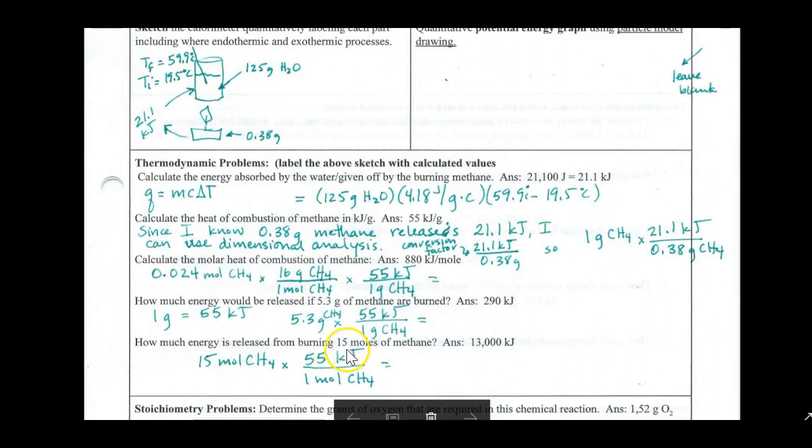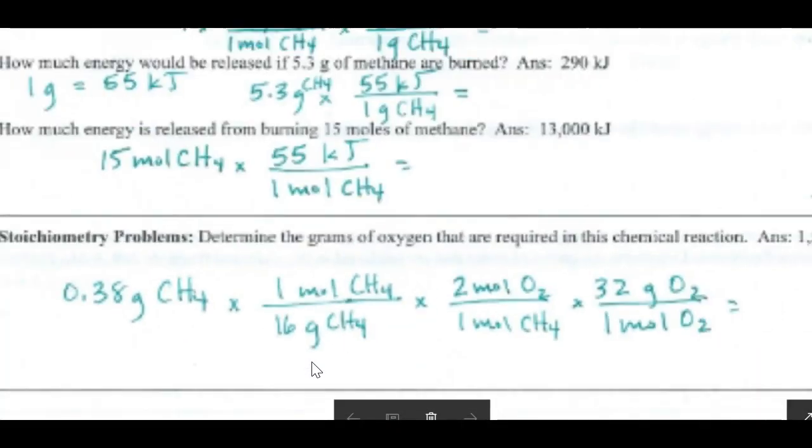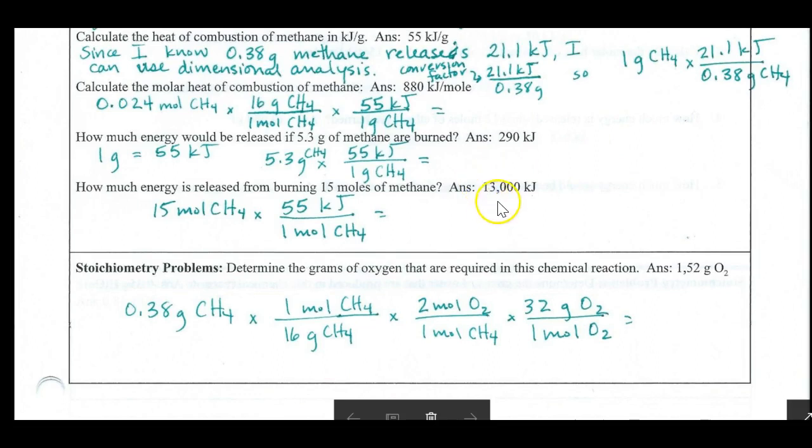Instead of having just 1 mole of methane that I burned, I had 15 moles of methane. I simply take the conversion factor for the molar heat of combustion, which was 880 kilojoules per mole, and do my conversion. And I can recognize that this is actually a mistake. Please make sure that that actually is 880 kilojoules right here, not 55. Okay, so change that to 880. And that should get you the answer of 13,000.